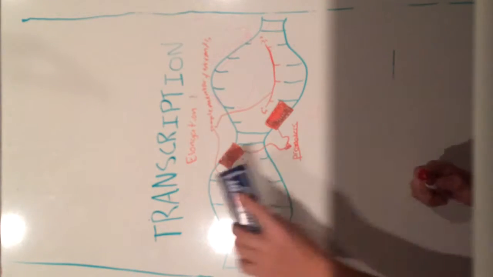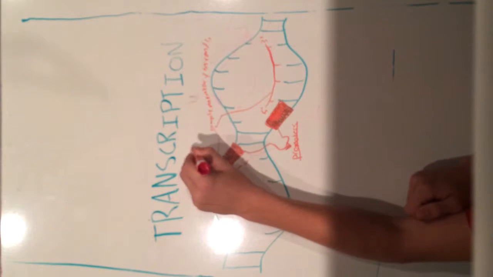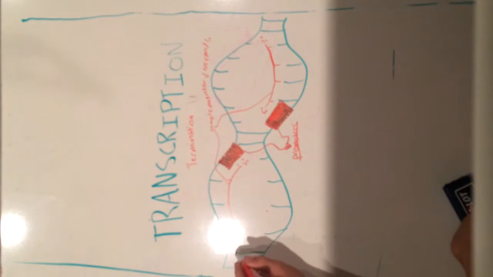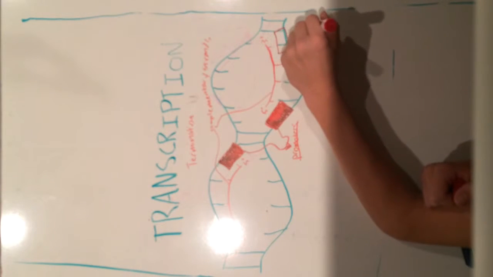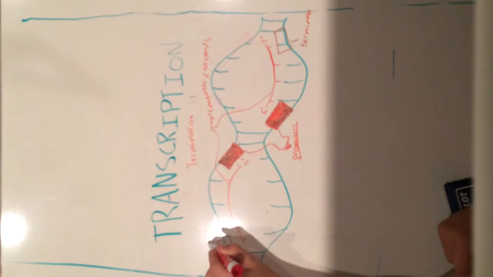The third step is termination. In this step, the RNA polymerase comes across a DNA sequence called a terminator. This ends the copying.